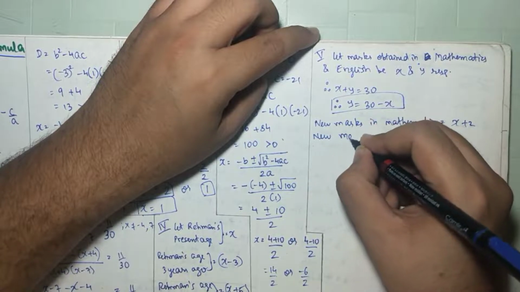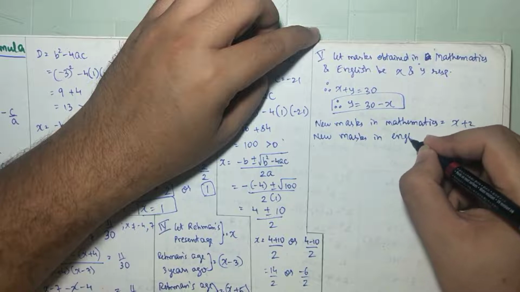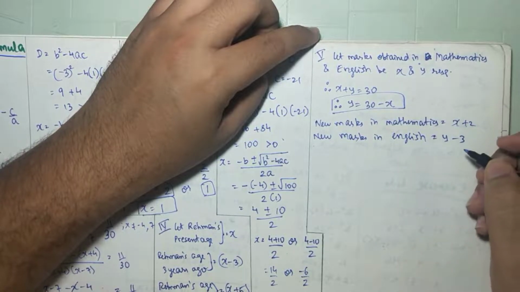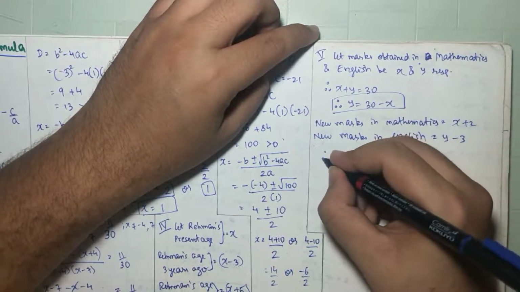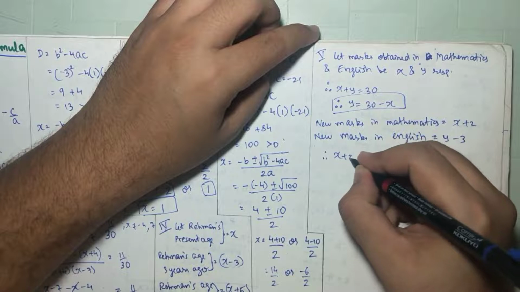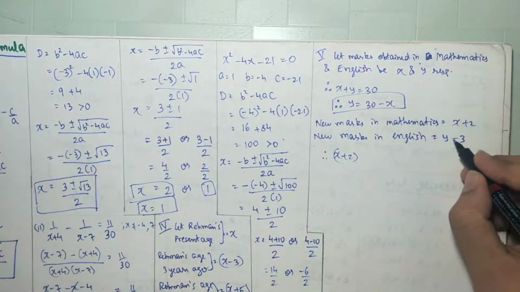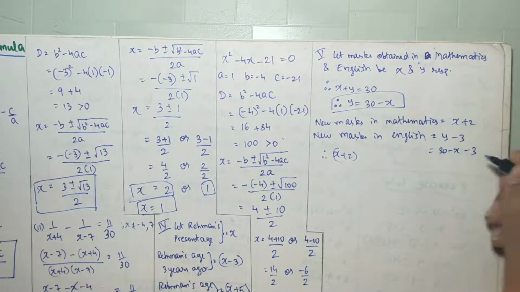New marks in English: she got 3 marks less in English, that is y minus 3. The product of these 2 marks is 210. Therefore, x plus 2 multiplied by... what can you do? You can substitute the value of y over here only. That is 30 minus x minus 3.